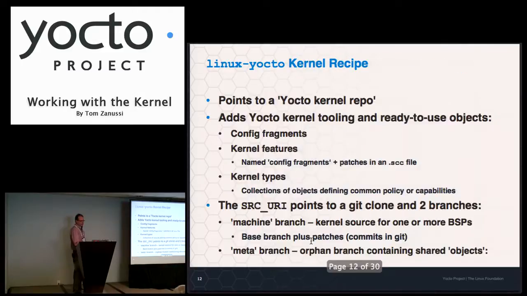That was the Linux Yocto custom recipe, which lets you point to a Git repo, gives you the config fragments, and so on. And the next progression in recipe space for kernels is the Linux Yocto recipe. As I mentioned before, what the Linux Yocto recipes actually point to is the Yocto kernel repos that the Yocto kernel team maintains, that I described a little bit before.